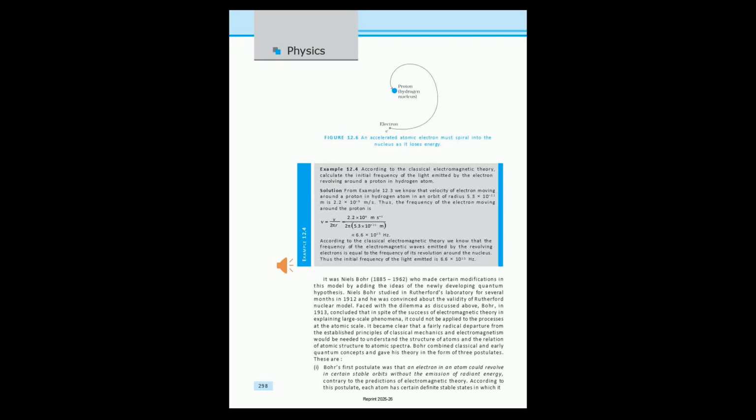Bohr combined classical and early quantum concepts and gave his theory in the form of three postulates. These are: Bohr's first postulate was that an electron in an atom could revolve in certain stable orbits without the emission of radiant energy, contrary to the predictions of electromagnetic theory. According to this postulate, each atom has certain definite stable states in which it can exist.